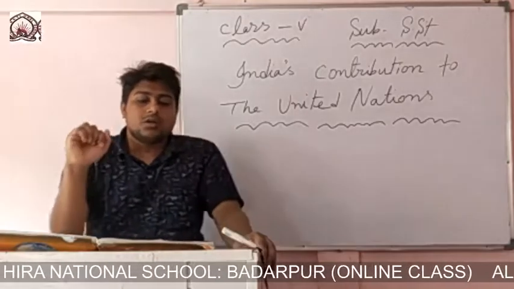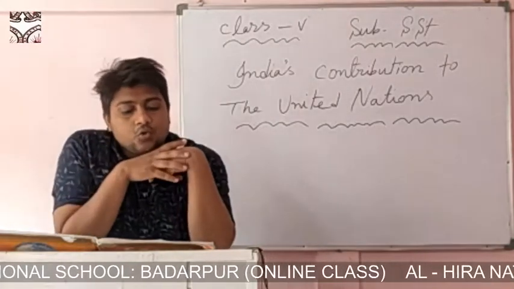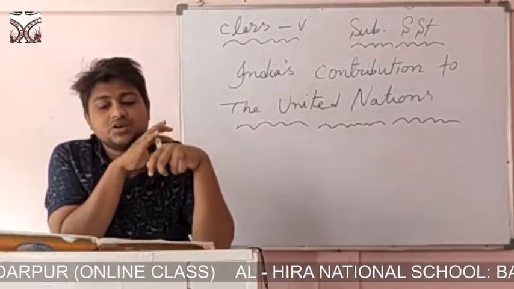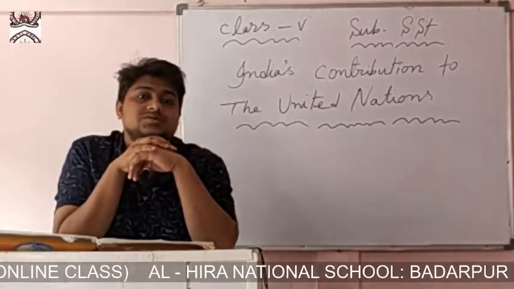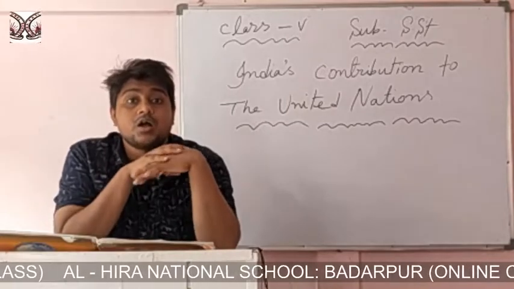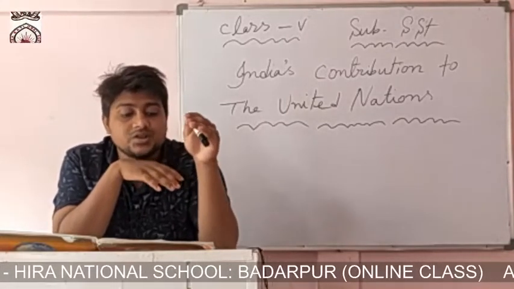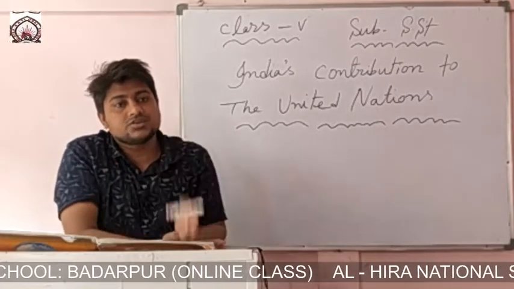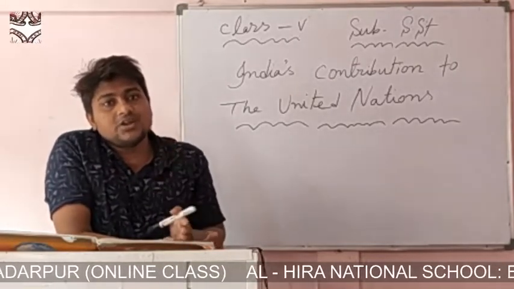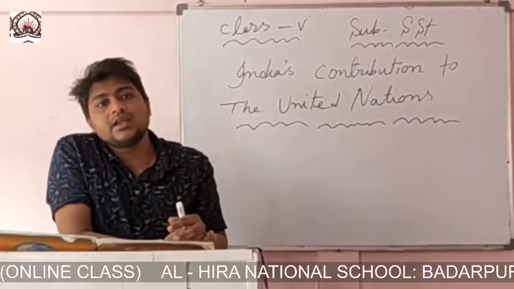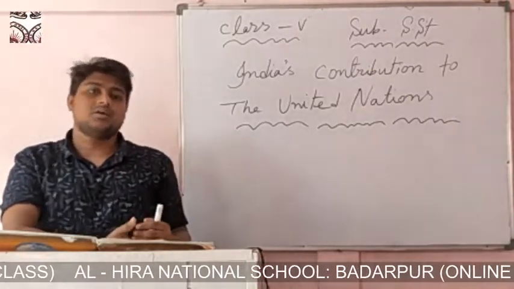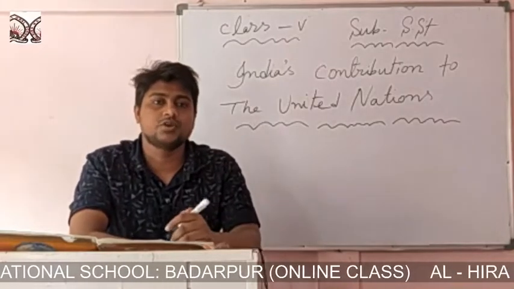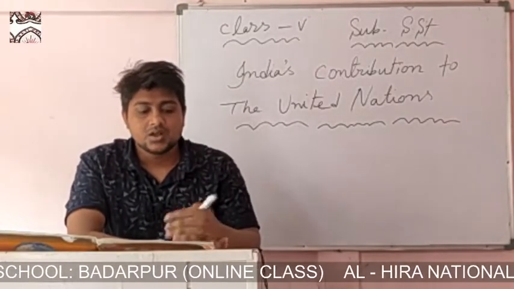So when apartheid was abolished in South Africa, India re-established relations with South Africa once again. India opposed this discrimination, and when it was abolished, India built a good relationship with South Africa. These are all the contributions. Understood what I said?